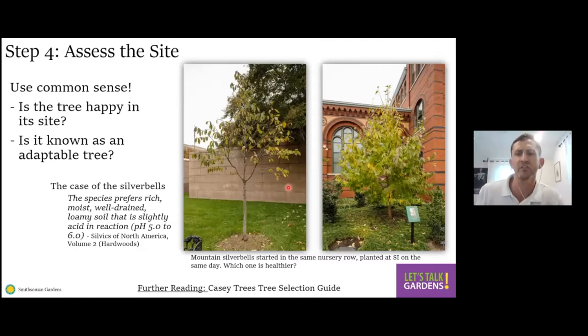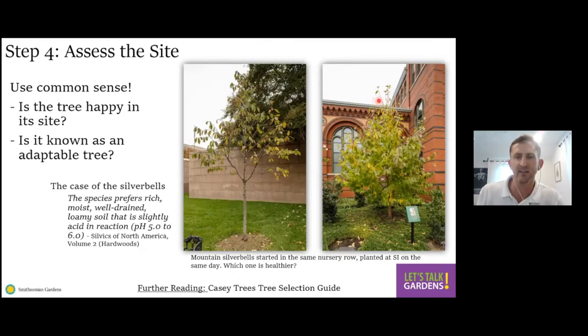Step four, assess the site. Is the tree happy in its site? So here's a fun example of a couple silver bell trees that are planted a few feet away from each other on the same day. On the left here, a quick site assessment would tell you this tree is planted in a somewhat compacted soil. You might also happen to know that this was previously affected by heavy construction traffic. And then common sense would tell you this thin canopy shows some signs of tree health stress.